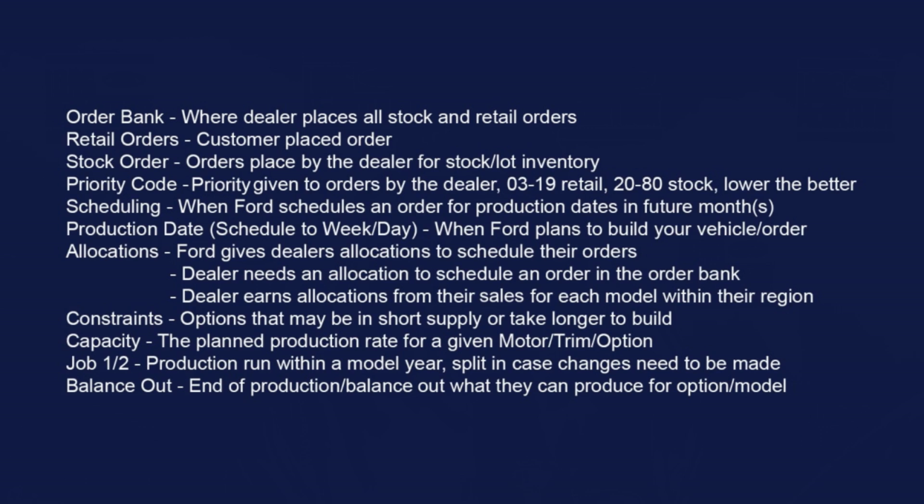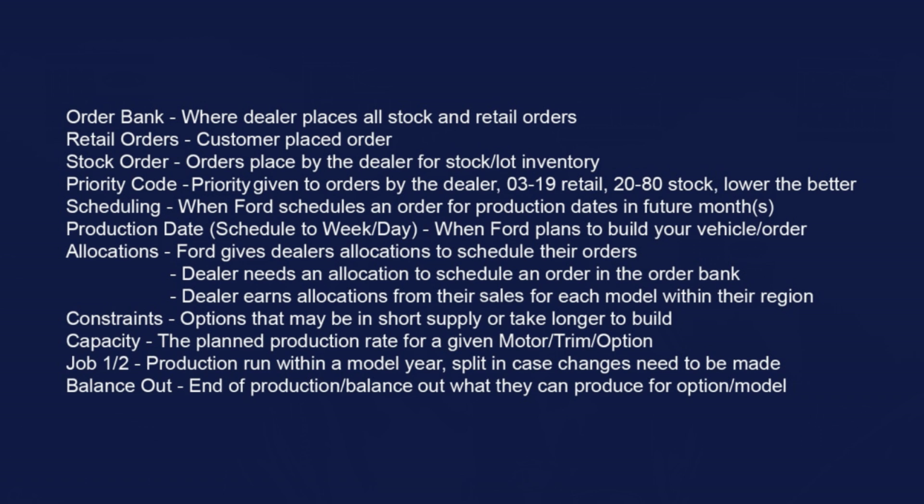So in here, what we're talking about is scheduling of orders, and those orders are placed in the order bank. Order bank is where the dealer places all stock and retail orders. A retail order is a customer placed order, whereas a stock order is an order placed by the dealer for stock or lot inventory. Party codes are priority codes given by the dealership to those orders.